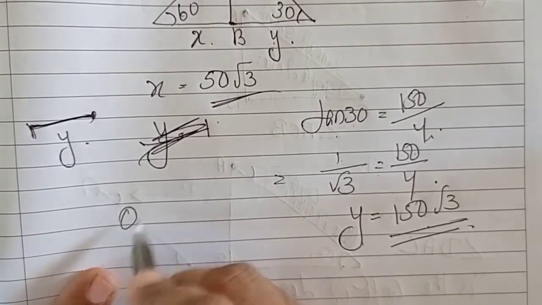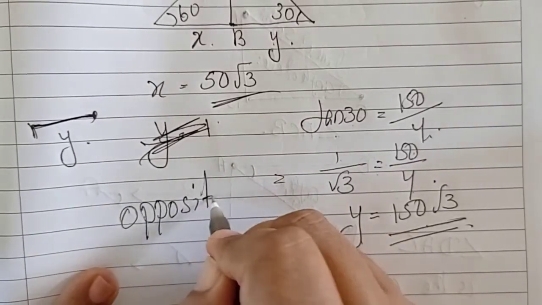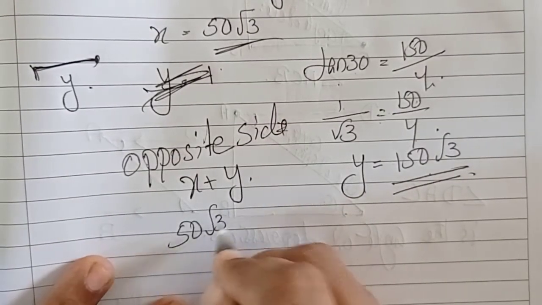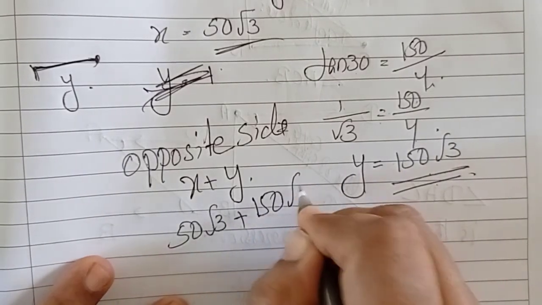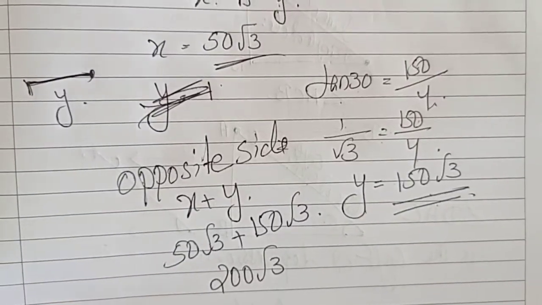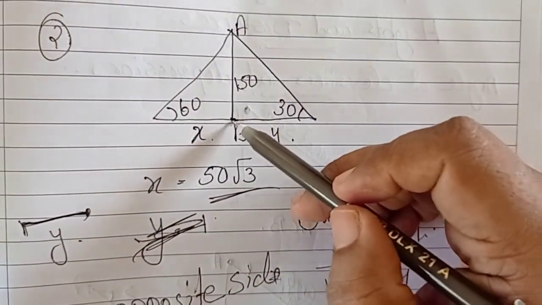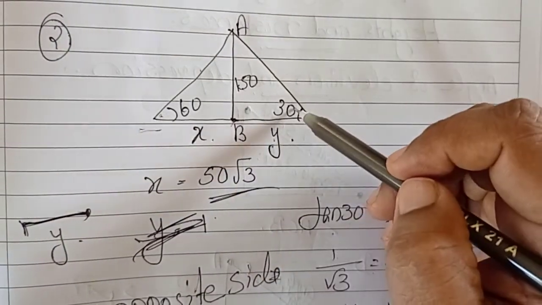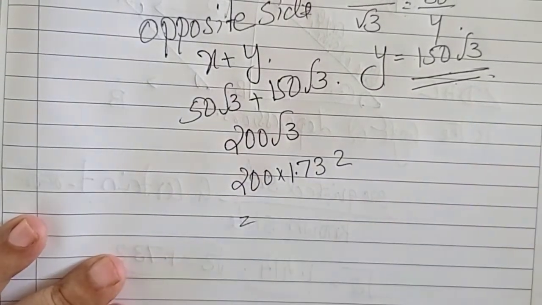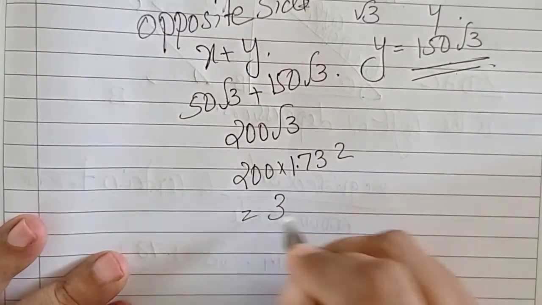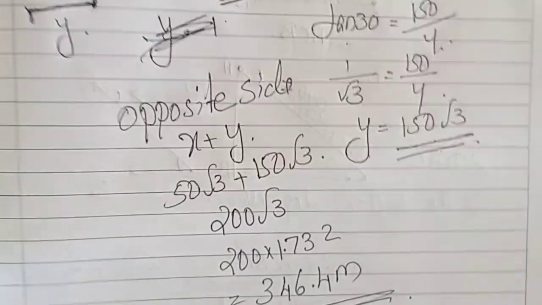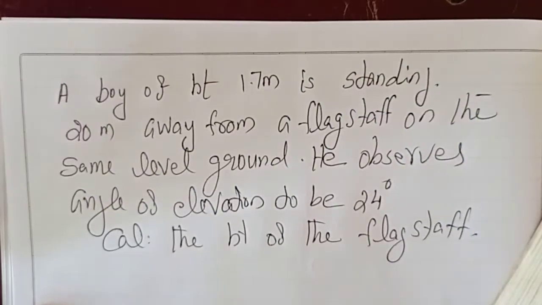Therefore, if the boats are on the opposite side, it is x plus y. X is 50 root 3 plus here the y is 150 root 3. That is 200 root 3, the answer. All of you understand what is the difference here? Here the boats are on the opposite side. Therefore, 200 into 1.732. Can you say the final answer? 346.4 meter.